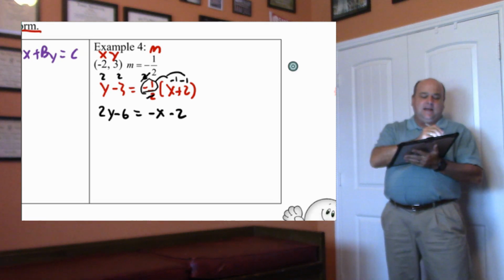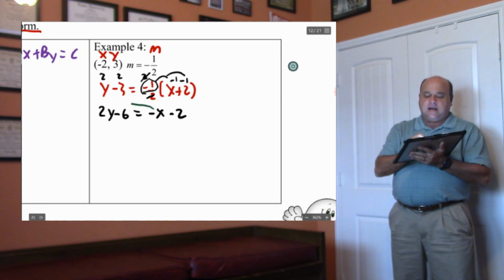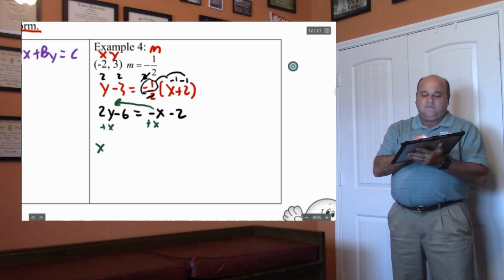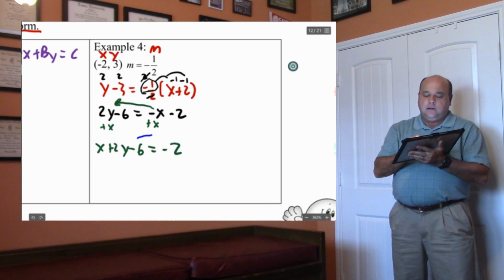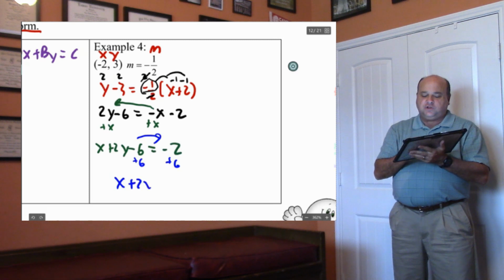Now then I want my x first. We're going to do this one step at a time here. I want my x first, so I'm going to move over the x. I'll have x plus 2y minus 6 equals negative 2. And then I'm going to take the negative 6 and I'm going to move it to the right. So I'll end up with x plus 2y equals 4.